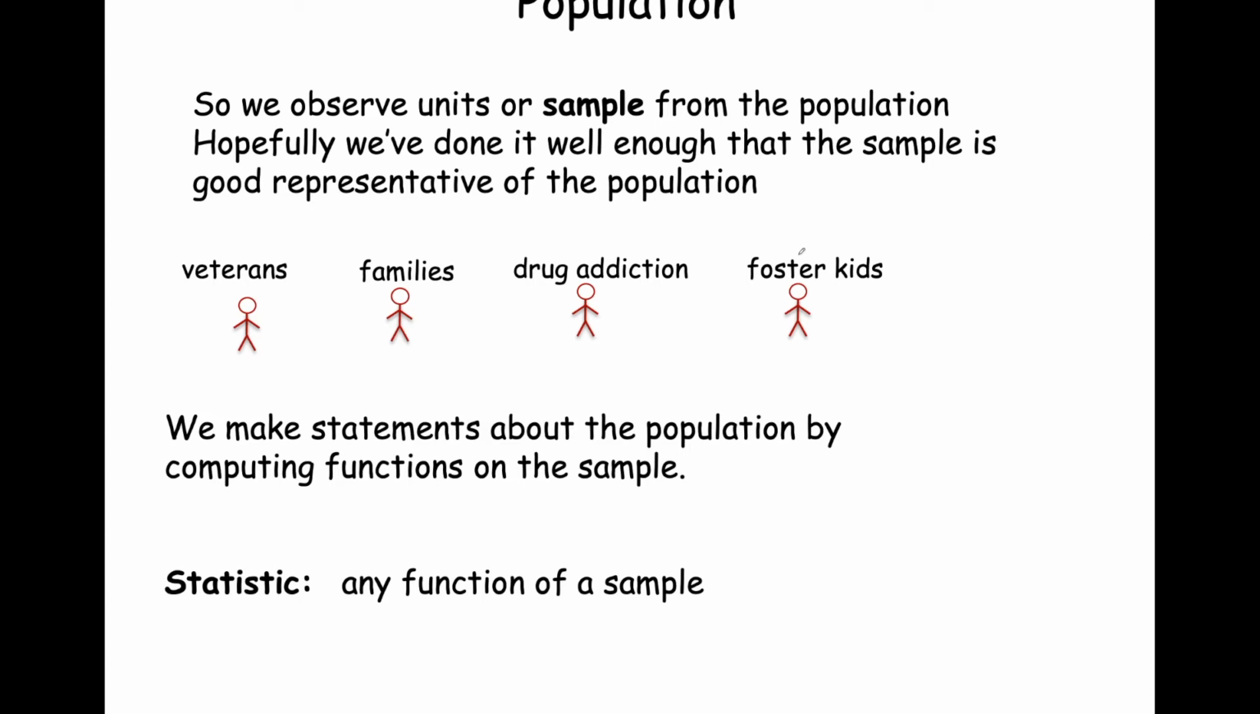We only know the samples that we obtain from the population. So we make statements about the population. How do we do that? By computing functions. Now, in the case of a survey, we ask them questions. It could be a sensor that's measuring some quantity.